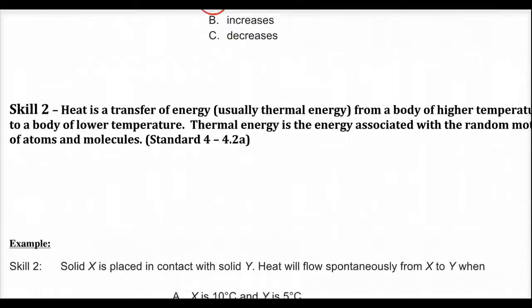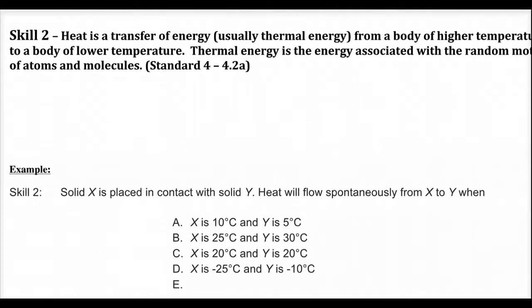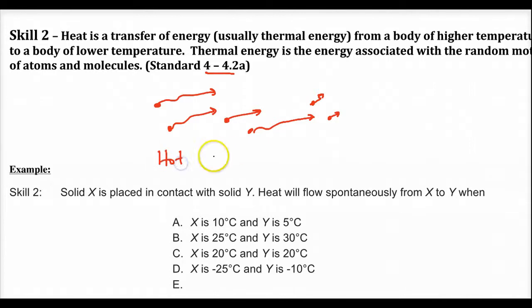Heat is a transfer of energy, usually thermal energy, from a body of higher temperature to a body of lower temperature. Thermal energy is the energy associated with random motion of molecules and atoms. We know that energy goes from a lot of motion to things that don't have a lot of motion. And the reason why is because things with a lot of motion, a lot of energy, are going to catch up to the things that have less motion. So as you've learned, heat flows from hot to cold.